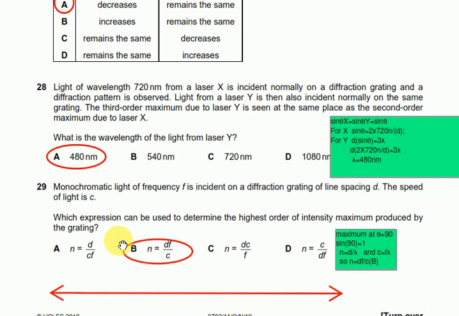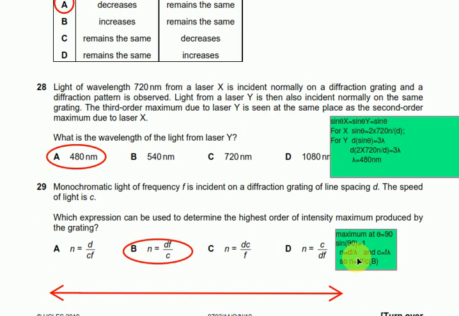Question number 29. Monochromatic light of frequency f is incident on a diffraction grating of line spacing d. The speed of light is c. Which expression can be used to determine the highest order of intensity produced by the grating? So maximum order is when theta is 90 degrees, so sine theta is 1. Sine 90 is 1 basically. So that would reduce the diffraction grating formula to n equals d over lambda.